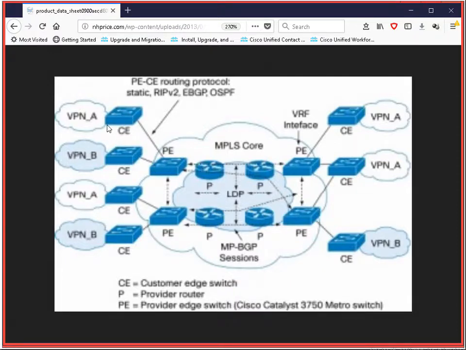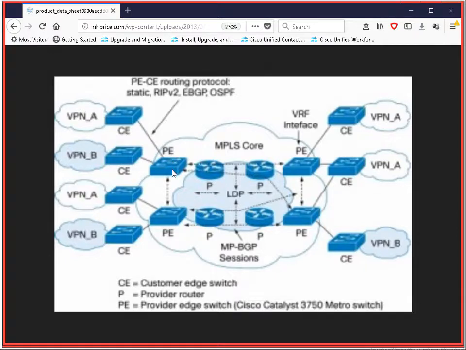The problem is VPN A might be customer A and VPN B might be customer B. So what potentially could happen is that VPN A and VPN B are using the same prefixes, which means now we have a problem. How do I distinguish between customer A and customer B? Because they might both be using the 10 prefixes.